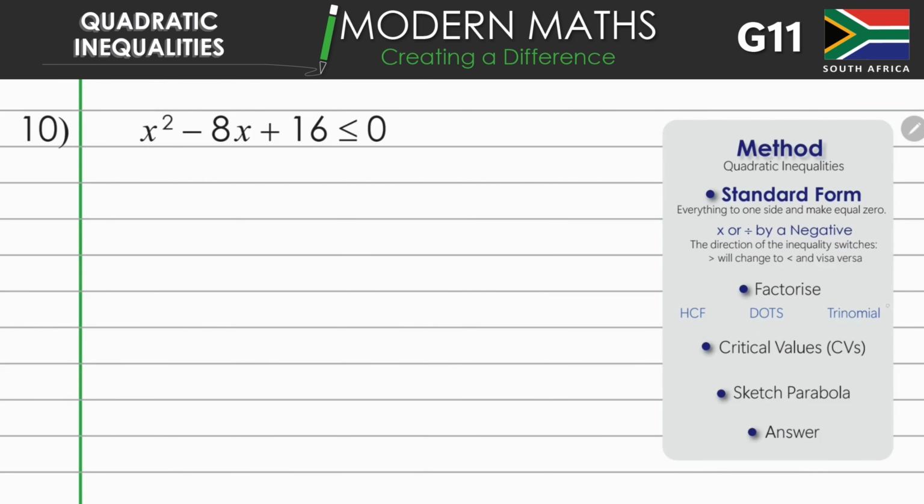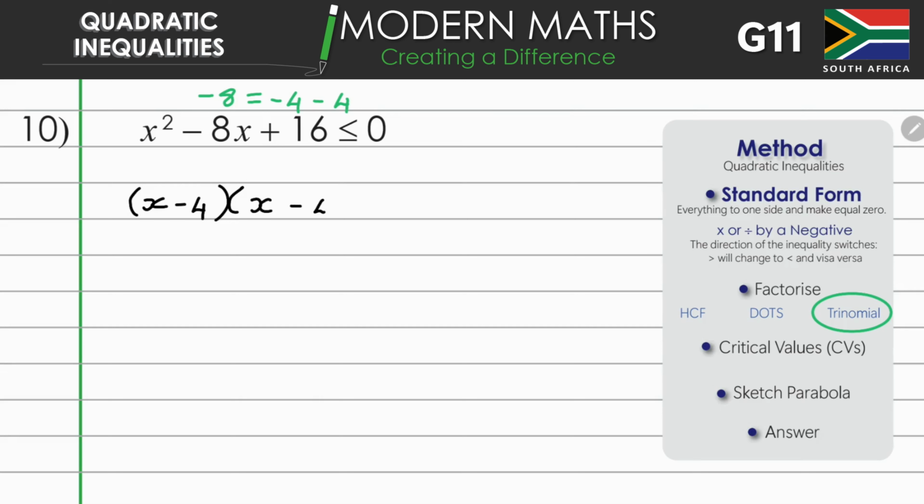Alright, and our last example for the day is perfect trinomial number 3. Okay, we've got standard form. So we're going to factorize. Okay, so I need negative 8. So I've got to use the factors of 16. 4 times 4 comes to mind. Minus 4 will give me the minus 8 in the middle. So let's formulate our brackets from there. So x minus 4, x minus 4.